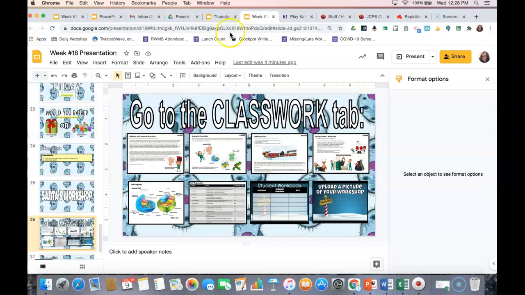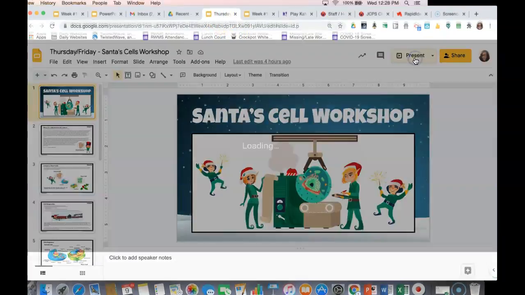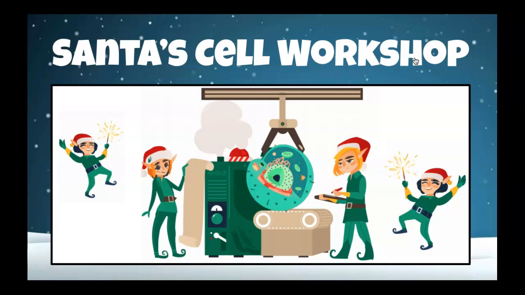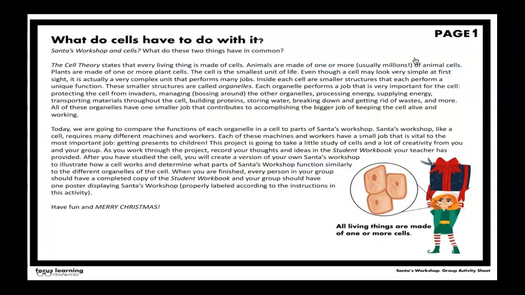So I'm going to pull up my copy really quick and go over how you guys are supposed to do this. So this is what you will find under the classwork tab, Santa's cell workshop. Even the little elves are excited. Look at them. It's going to be great. Okay, so this slide says what do cells have to do with it? Santa's workshop and cells, what do these two things have in common?